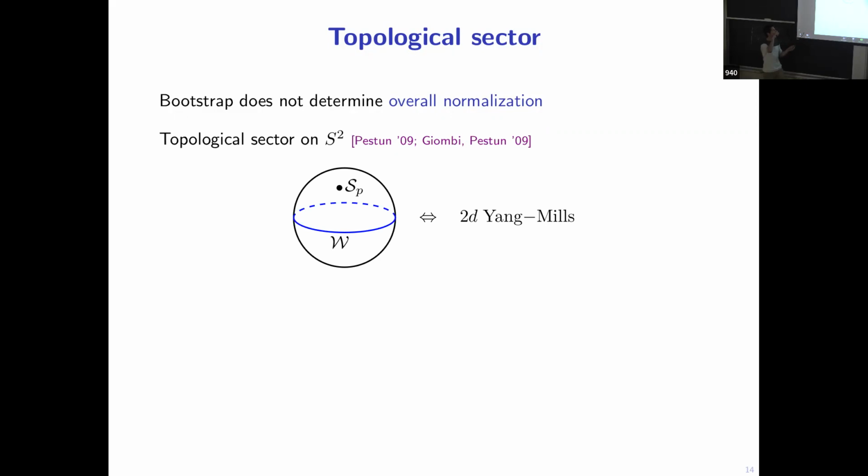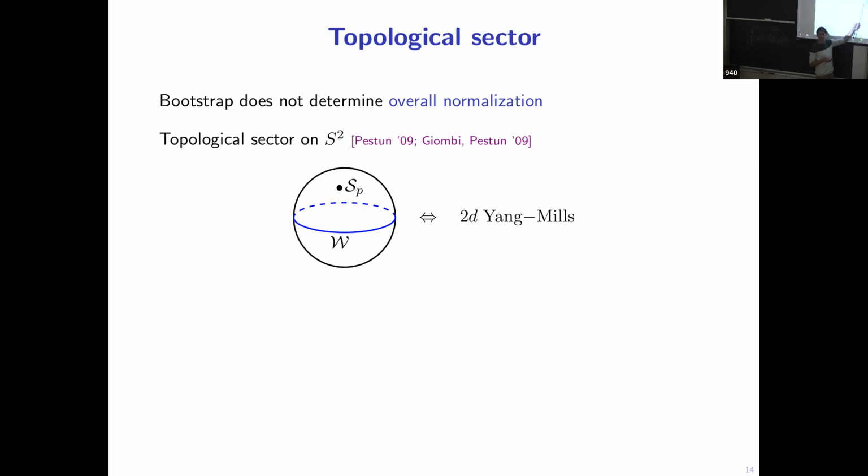Again, there's many things one could do, but maybe the simplest is to consider some topological sector where you have some sphere, and then you put your Wilson line in a circle, in a great circle of the sphere, and then you put your operator anywhere inside the S2. This turns out to be what's called topological, so it means that correlators in these configurations don't depend on the precise positions of any of these things.